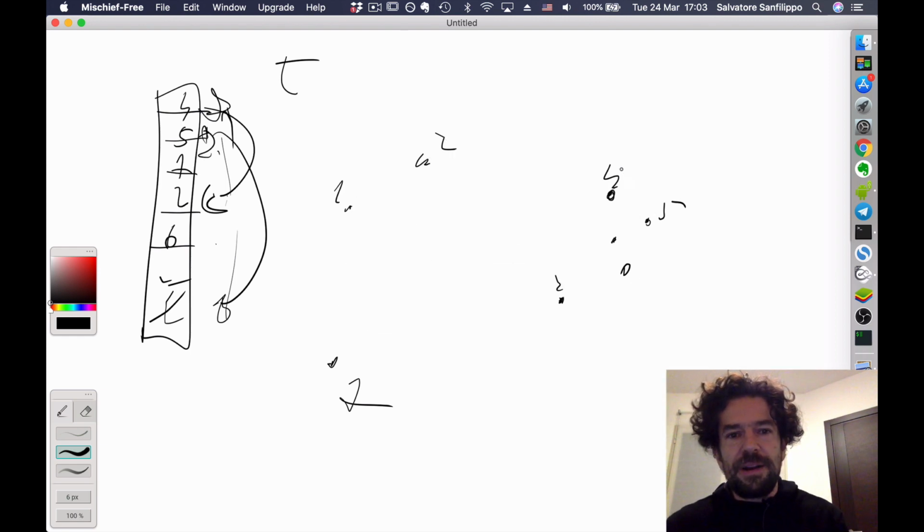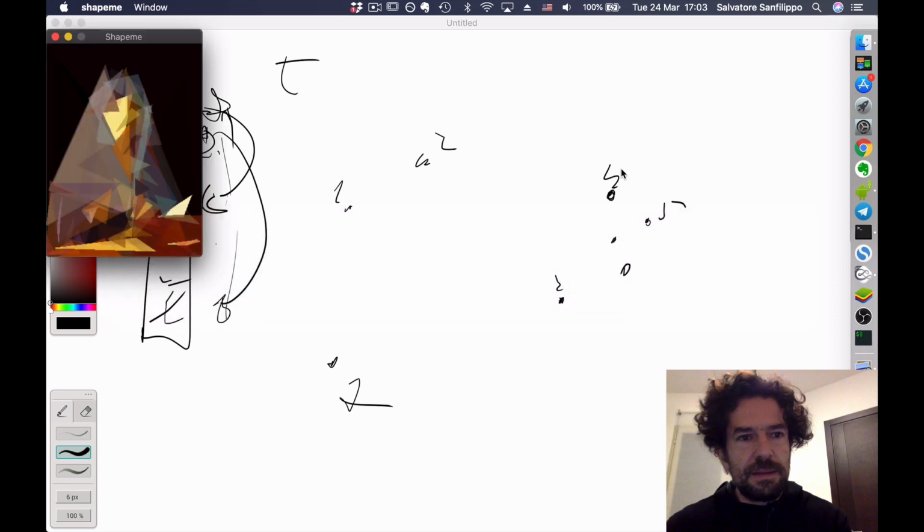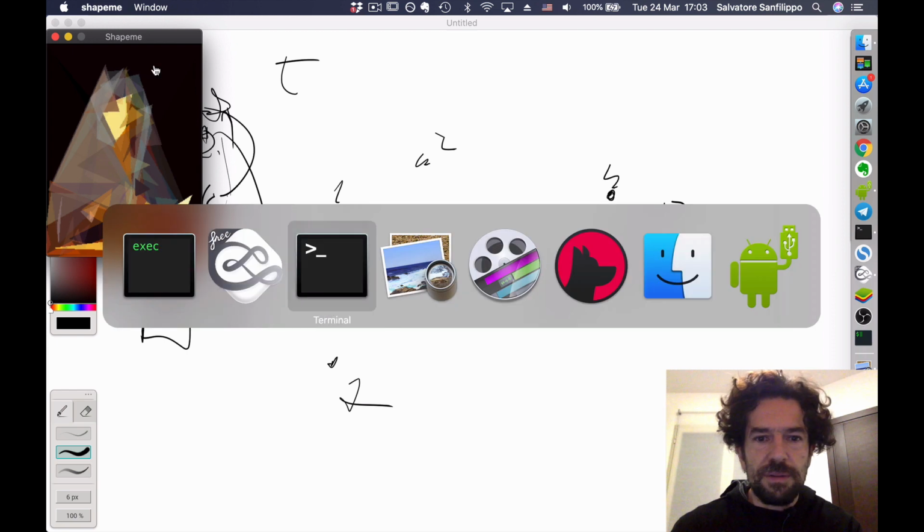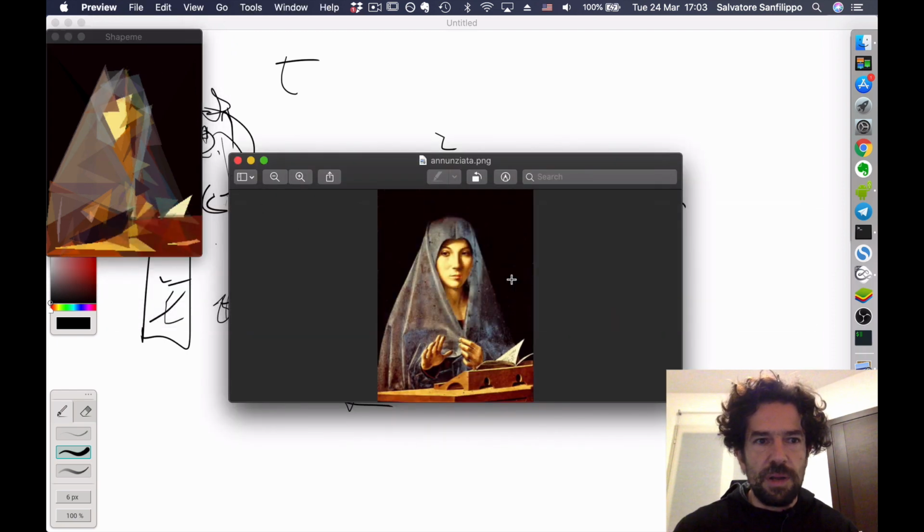Another very, very interesting thing, let's see if our triangles are evolving into something which is much more meaningful compared to the past.